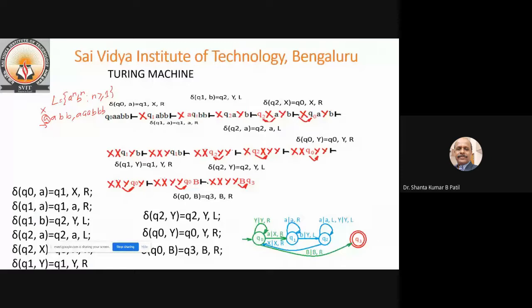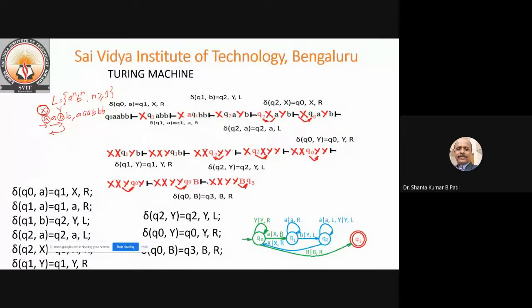So, whenever it comes across the A, it is replaced by X and it moves toward the right side in search of the equivalent symbol for this A. The equivalent symbol for this A is B. Whenever it comes across B, it replaces B by Y and changes the direction from right to left. It starts moving toward the left side till it comes across the last symbol on the left side, which is generally represented with the X.